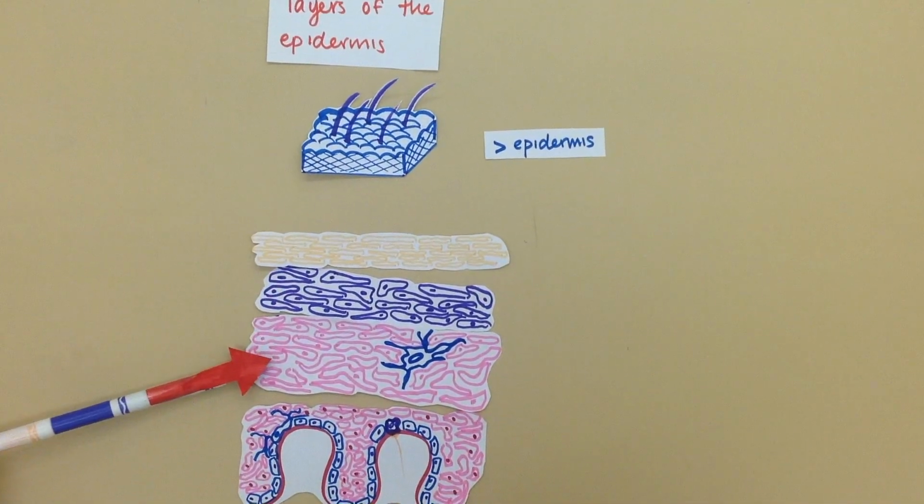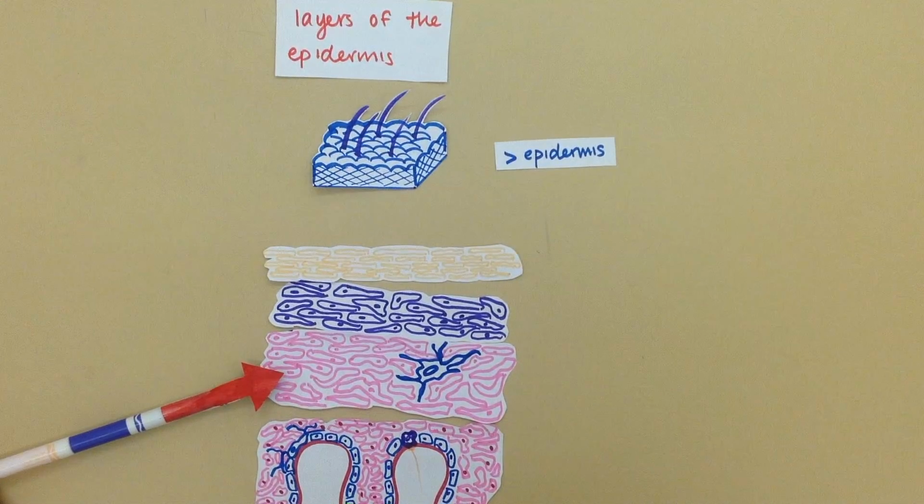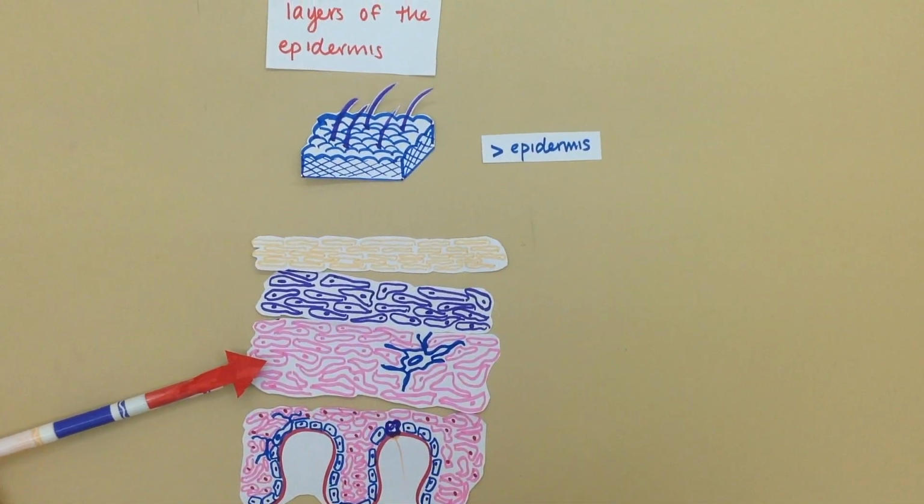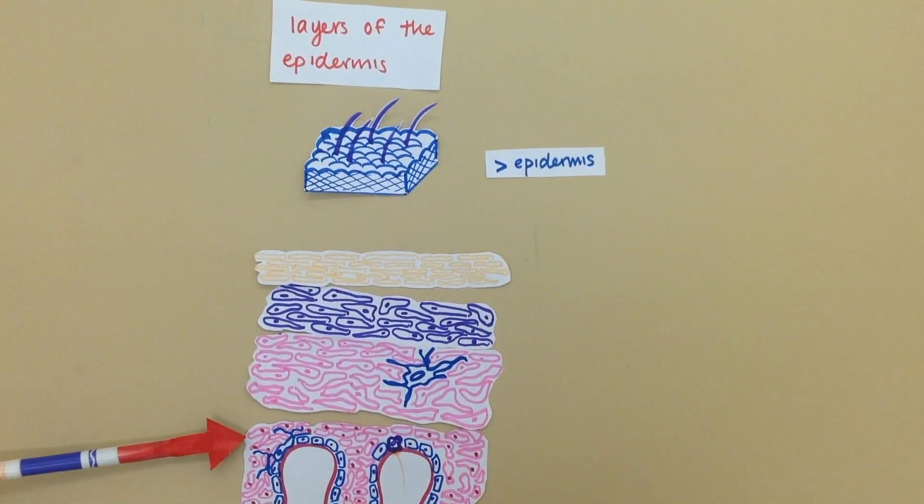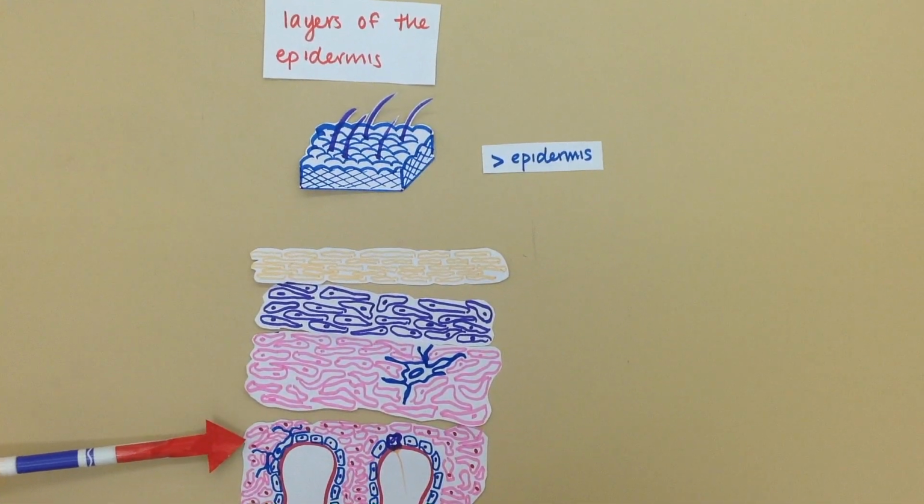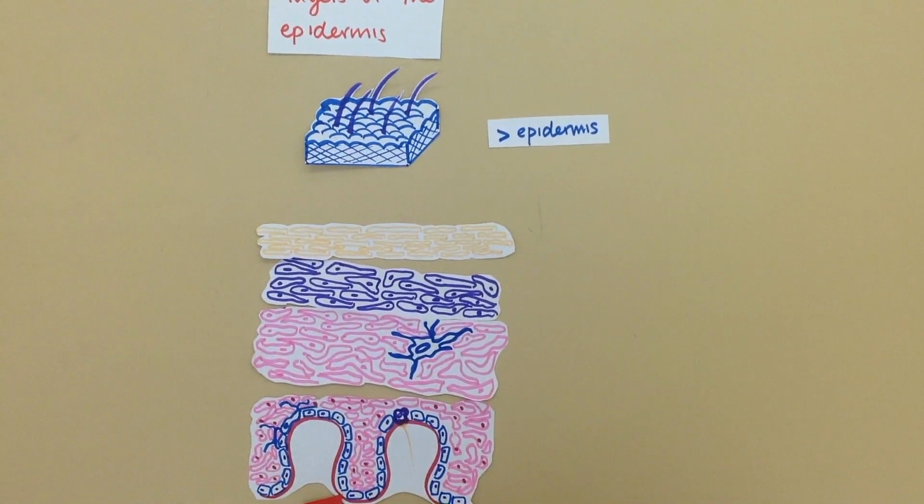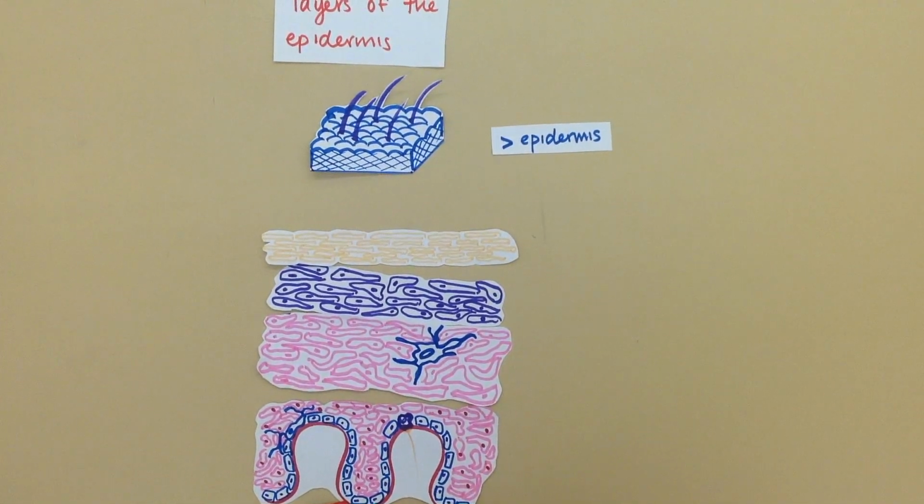The third layer down is called the stratum granulosum. It has 3 to 5 layers of keratinocytes and is located more in thick skin than in thin skin. The next layer is the stratum spinosum, which produces lots of keratin filaments, causing the cells to flatten. The final layer is the stratum basale, which is the layer of keratinocytes resting on the basement membrane.